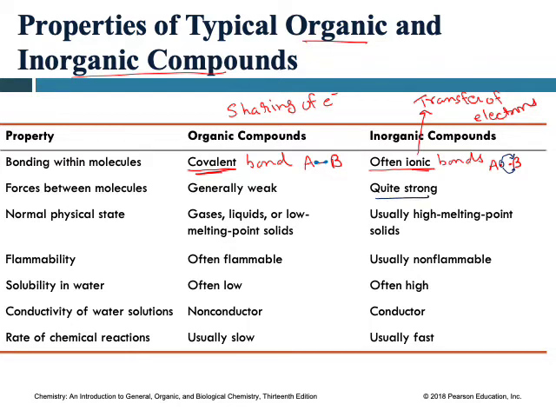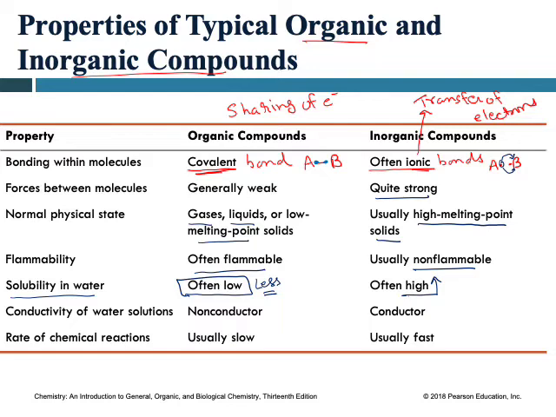Physical state: organic compounds can be gaseous, liquid, and low melting point solids, whereas inorganic compounds are high melting point solids. They need more energy to get melted. Organic compounds are mostly flammable, whereas inorganics are non-flammable. The most important property is solubility in water. Organic compounds are less soluble in water, whereas inorganic compounds are highly soluble in water, right?